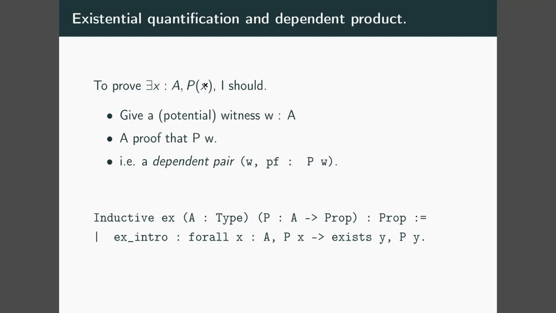If you claim that there exists an X such that Px is true, then first you have to give me that X, and then you have to give me the proof that X indeed satisfies that property. So that's what the existential quantification is all about. And there is a Coq type called EX.